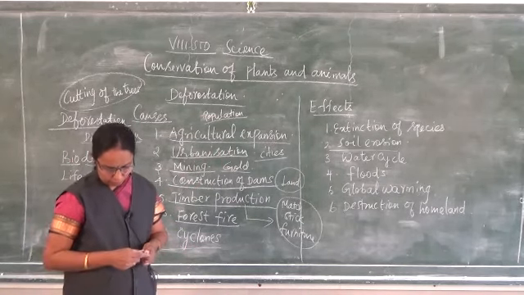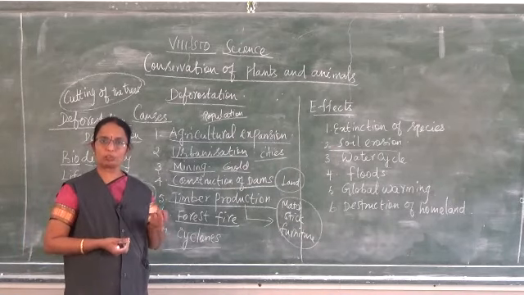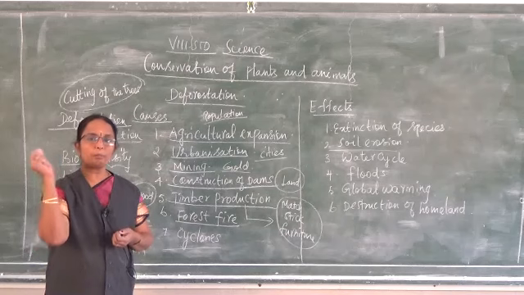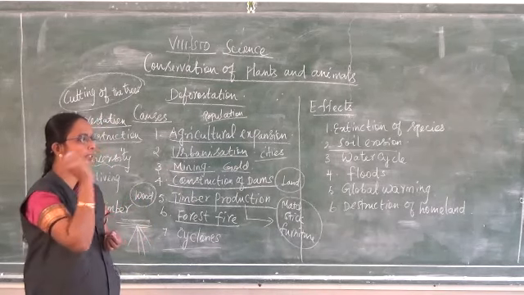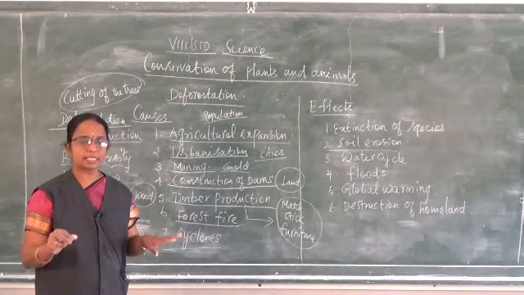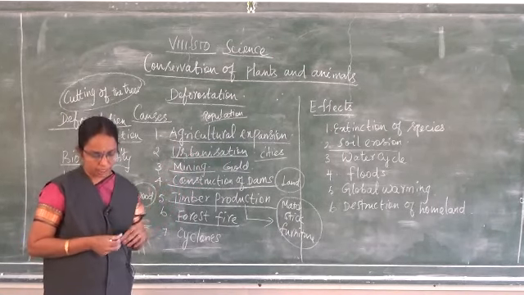Then the roots of the trees retain water. They are retaining some water, and then they are giving some moisture to the atmosphere. With the help of the moisture, rainfall will happen. Everything will be destroyed because of deforestation.